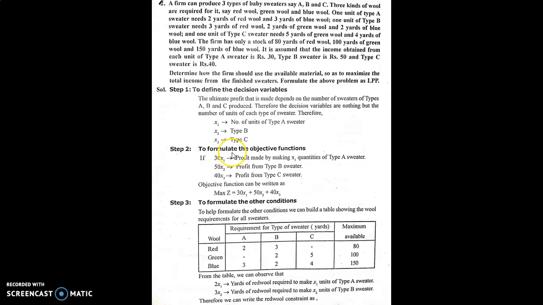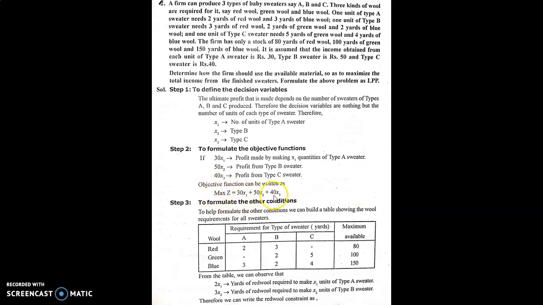The next step is to formulate the objective function. How to formulate the objective function? Whether the objective function is to be maximized or minimized, how to identify that? Here in the question the profit is mentioned, right? Here total income is nothing but profit. So whenever profit is mentioned, you have to maximize the objective function. Hence here we need to formulate maximize Z.